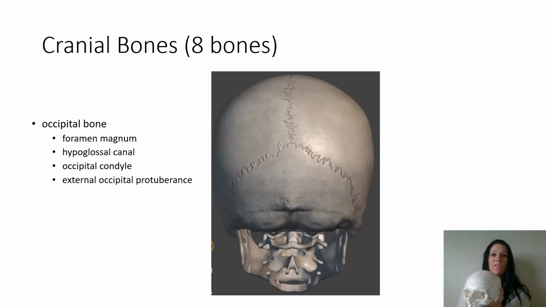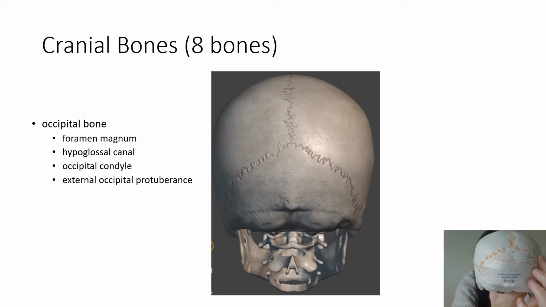Okay, moving on with our cranial bones, we have the occipital bone. If you remember from Unit 1, occipital is the region of the back of the head, so that's where we're going to find the occipital bone. If we turn it around and look at the back, we have this orange outline, and then this bone right here on the back. Okay, so that's what we're looking at in the image on the screen.